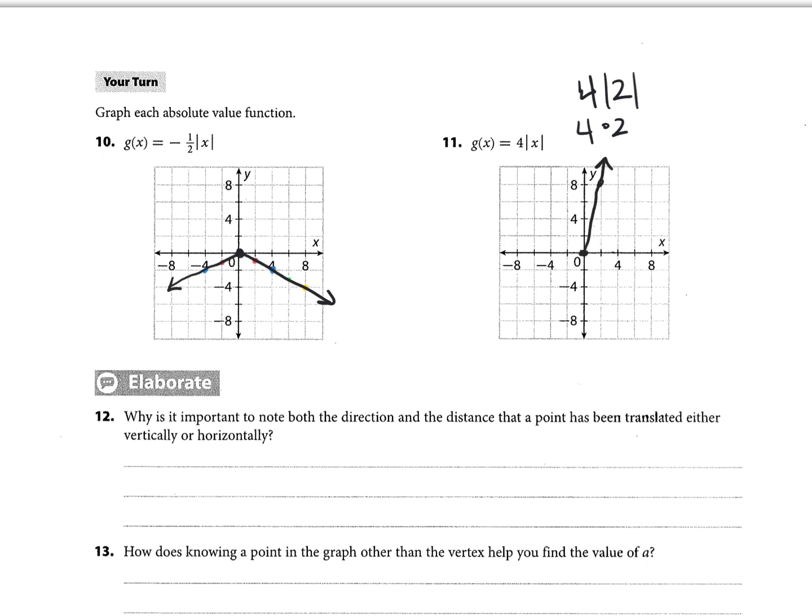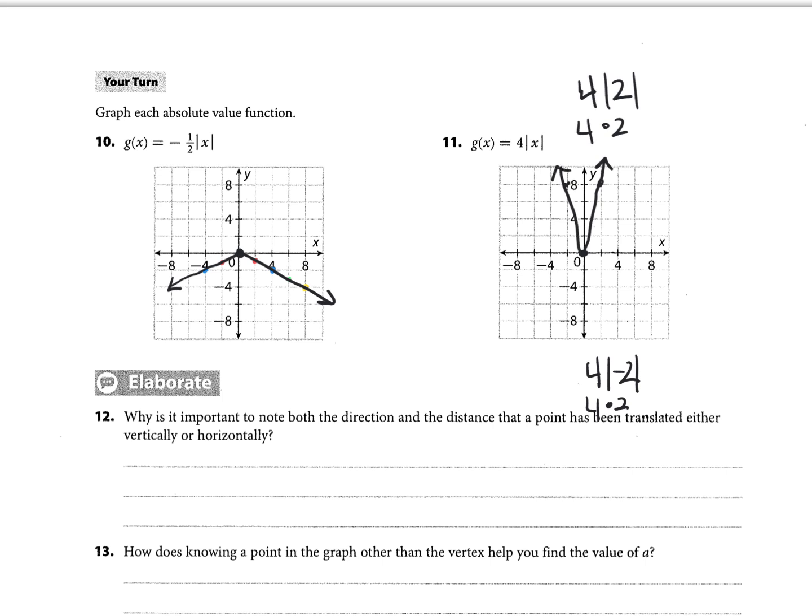Then let's do -2. 4 times the absolute value of -2. Well, the absolute value of -2 is just 2, and 4 times 2 is 8. So we're going to go to -2 and up to 8.